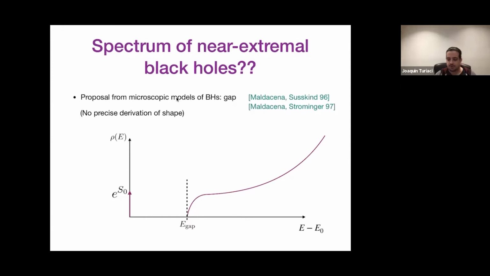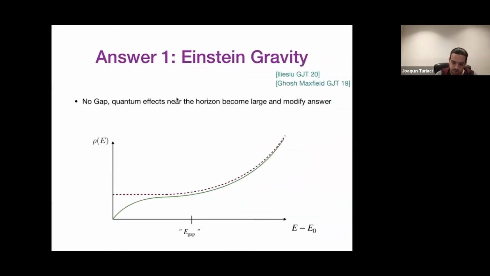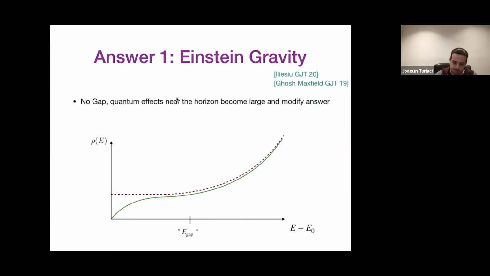But then, I will say more about this, they have an argument for the physics behind these gaps from the string theory models, but there is not really a derivation of what the shape of this curve is, or an understanding of whether this is dictated by string theory or by gravity itself, or what is controlling this spectrum. Okay, so that's the question we want to analyze.